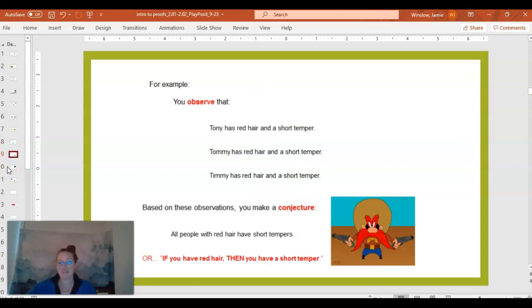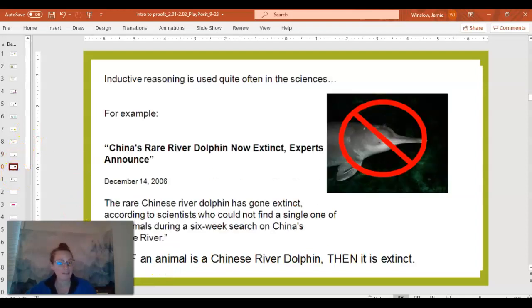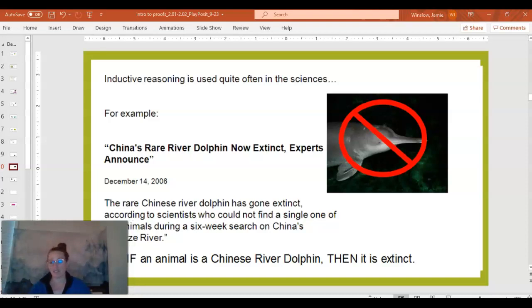Here's some examples. I don't know if you guys know who this is, but you observe that Tony has red hair and a short temper. Tommy has red hair and a short temper. Timmy has red hair and a short temper. So based on all these three observations, you're going to make a conjecture. Whether it's true for all people or not, you're going to say all people with red hair have short tempers. Or if you have red hair, then you have a short temper. Now, this may or may not be true, but you're making this conjecture based on these observations. We use it a lot in science.